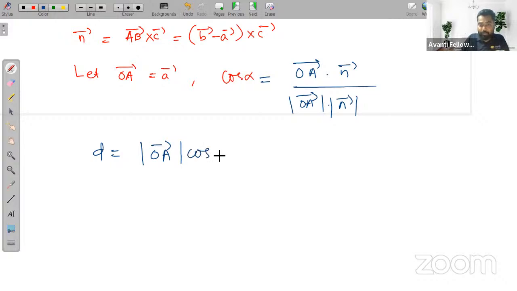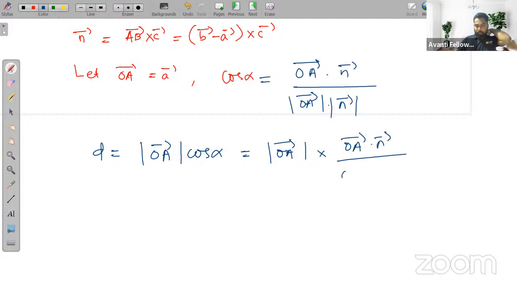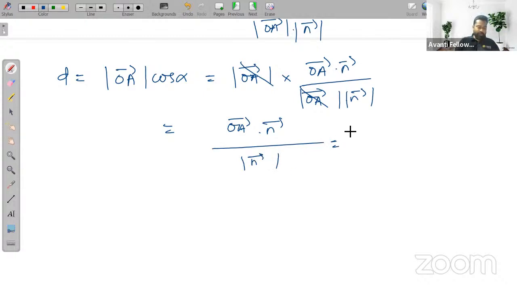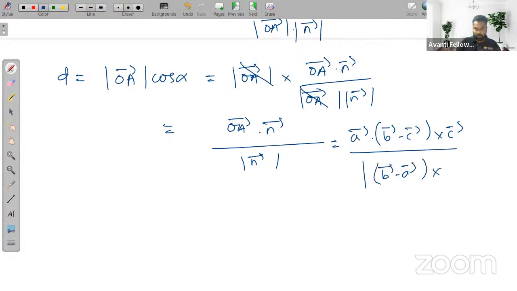Next, the distance D becomes the projection of OA along the normal, that is, magnitude of OA into cos alpha. And we know cos alpha is OA vector dot n vector upon magnitude of OA into magnitude of n vector, which cancels out. Then we have OA vector dot n vector upon magnitude of n vector, that is A vector dot B minus A vector cross C vector upon the magnitude of the normal vector, B vector minus A vector cross C vector.